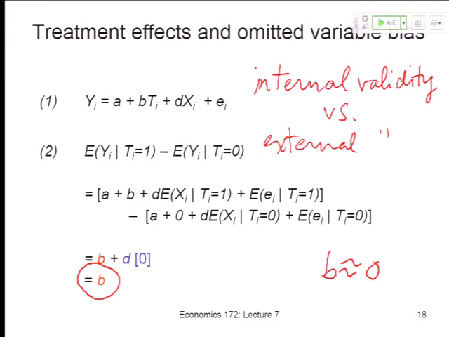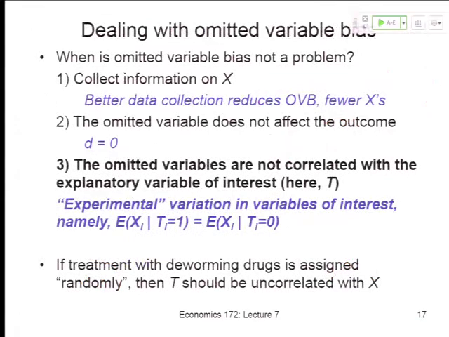Yeah. Sorry, say that again? Yeah. When we collect information, we get fewer, you mean? Or I'm a little confused. You're saying, okay, let me go back to the last slide. Okay. So better data collection reduces omitted variable bias.